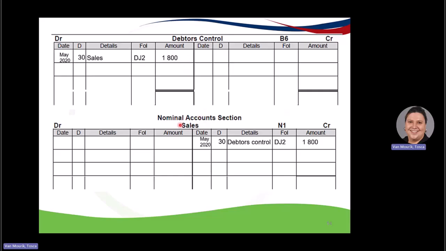If I go to my sales account, I can easily trace this 1.8 thousand to my DJ2, to the debtors column in the DJ.